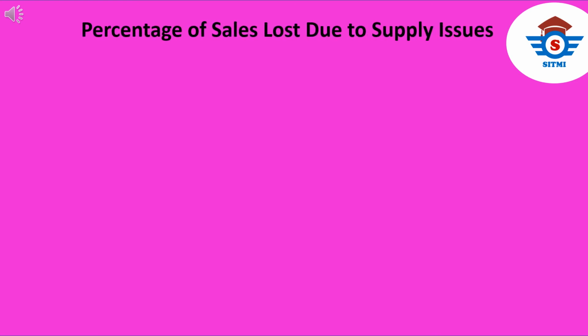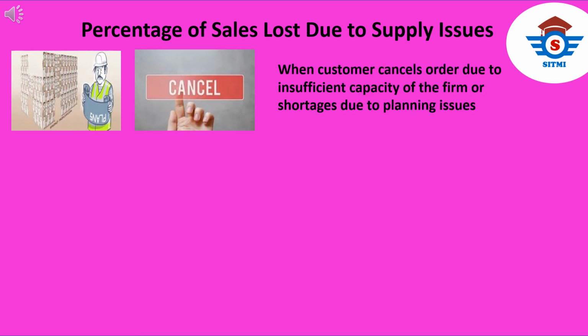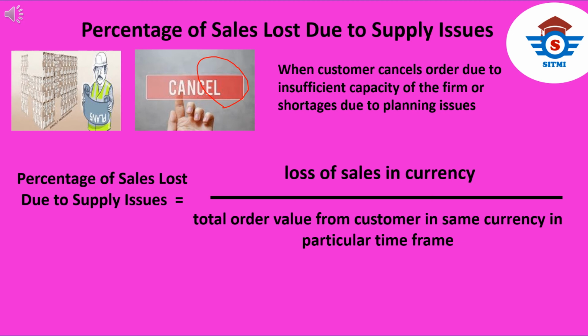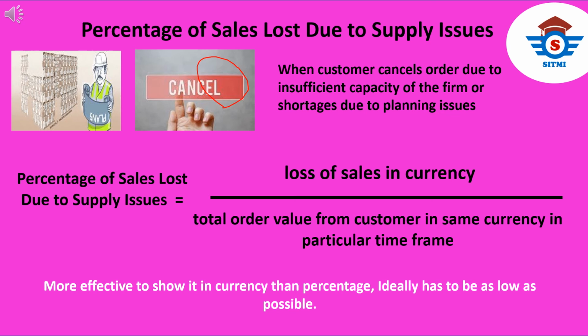Our next metric is percent of sales loss due to supply issues. From the customer satisfaction point of view, this is when a customer cancels orders due to insufficient capacity of the firm, shortages, back orders, or any other reason related to wrong planning from the supply department. This indicator is calculated as loss of sales in currency divided by total order value from the customer in the same currency in a particular time frame. This ratio can also be calculated as a percentage, but sometimes it is more effective to show it in currency. In an ideal situation, percentage of sales loss due to supply issues has to be as low as possible.